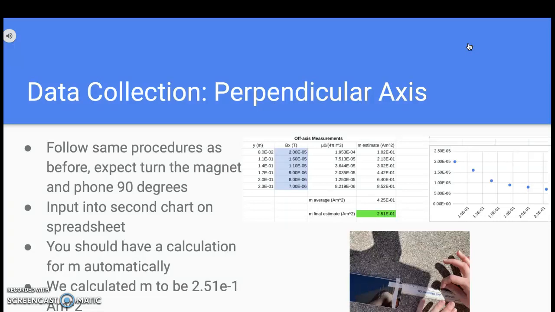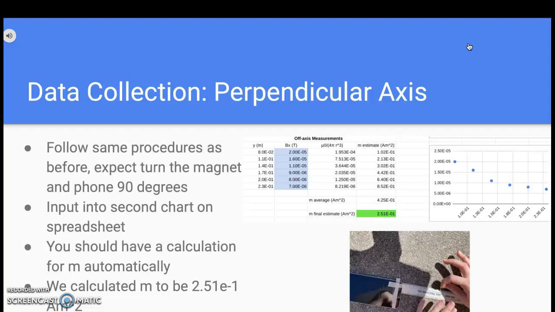So when we tried it a second time without turning the phone 90 degrees, we got better measurements, which we input onto the spreadsheet and got a graph that looks similar to the one before, showing an inverse relationship between magnetic field strength and distance. From the spreadsheet, we also got an estimate of M to be 2.51 times 10 to the negative 1 amp meters squared.